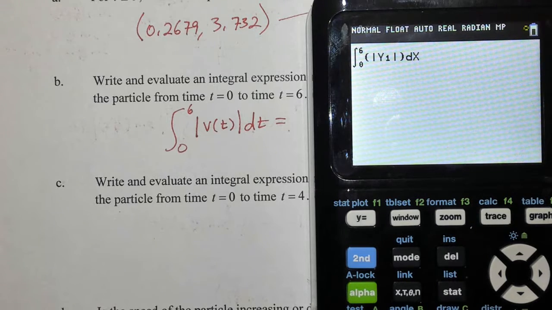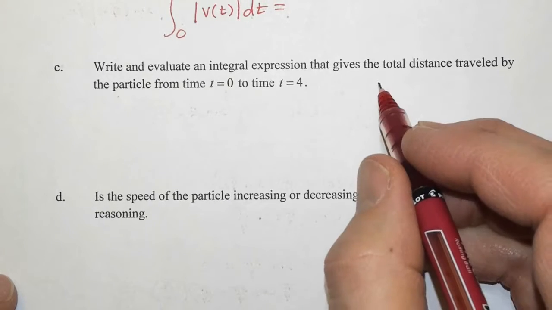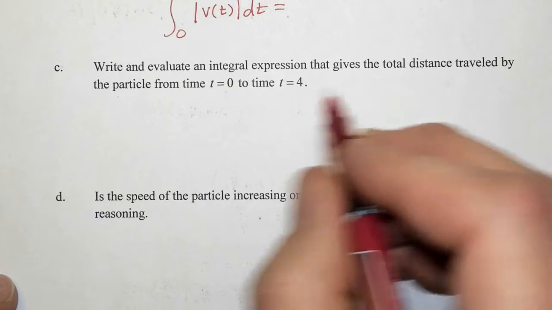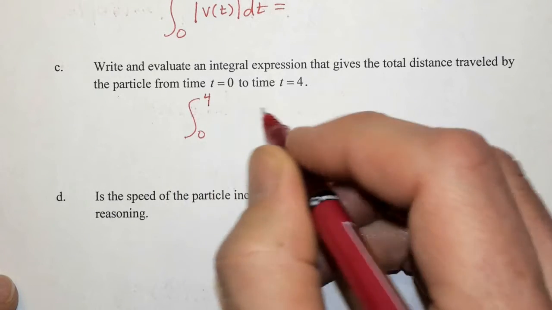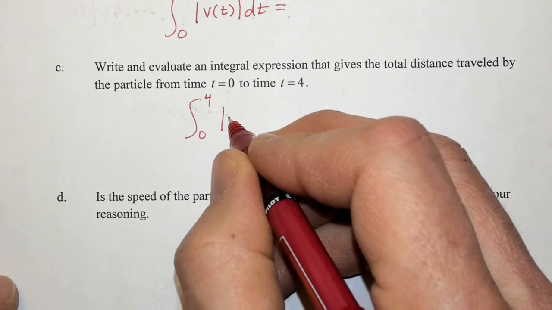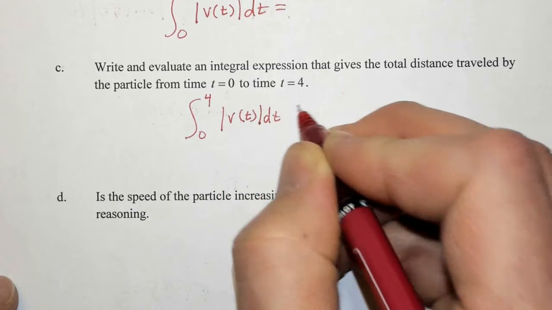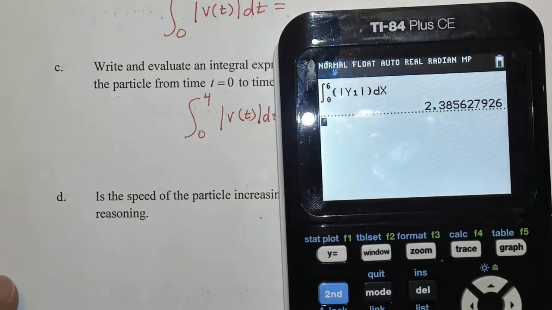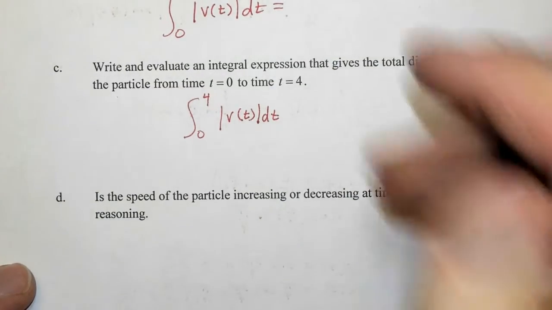While it's thinking, let's go on to the next one, which is to find the total distance from 0 to 4. It's more of the same thing: 0 to 4, absolute value of v of t dt. All right, our first answer is back. We see we have 2.3856.